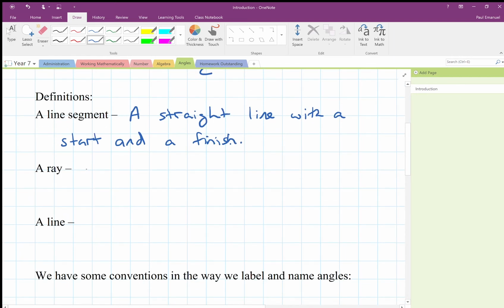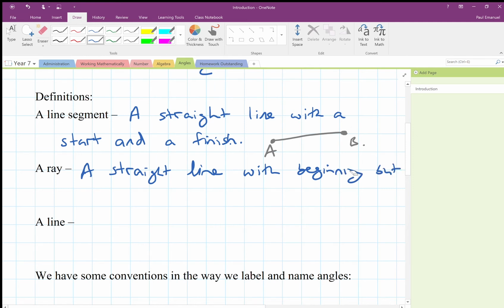A ray is a straight line. Sorry, I should go back here and draw a little line segment for you, shouldn't I? So just something like this, from A to B or whatever. A ray is a straight line with a beginning but no end. So that might look something like this. And you will draw an arrow on the end to indicate that it doesn't end. It goes on forever, that's what the arrow means.